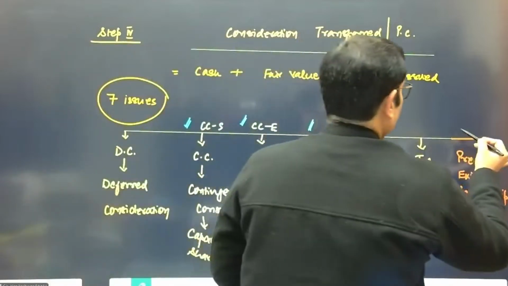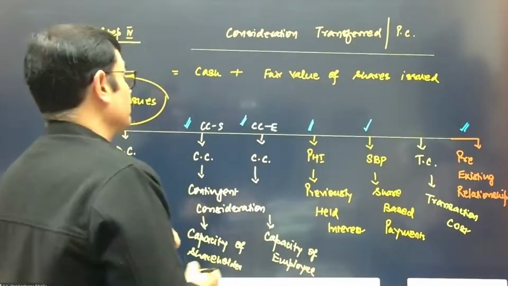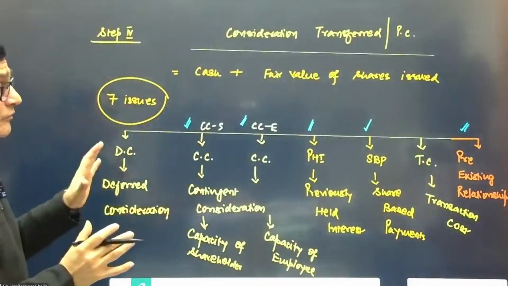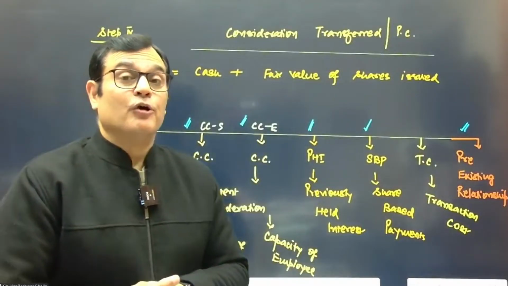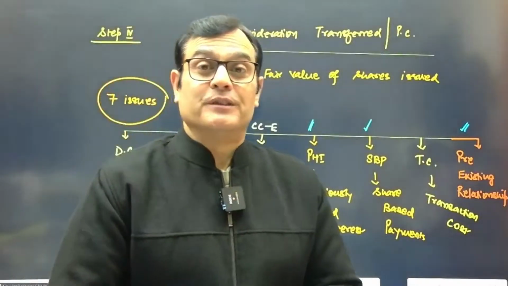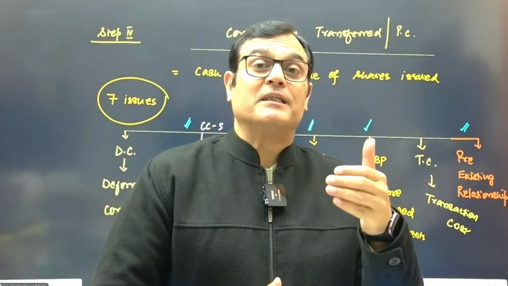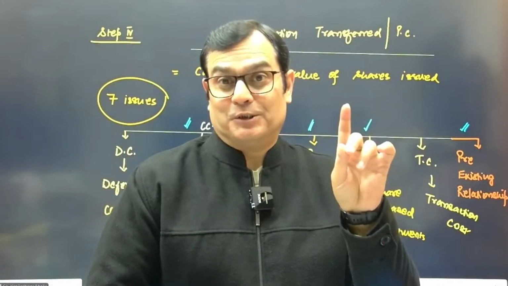And there could be a question on a pre-existing relationship as well. So out of these 7 issues, you can see 5 issues are such that you could get an independent question on only that particular issue. Let's begin the journey. So I'm now going to discuss these 7 issues with you.